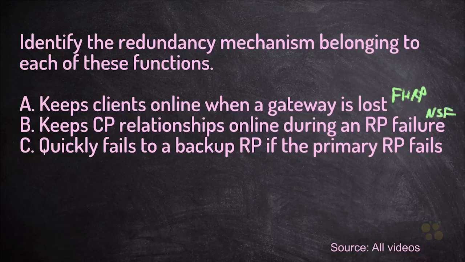Now next, keeping control plane relationships online during an RP failure, that would be the result of nonstop forwarding. Remember, nonstop forwarding works with SSO in order to keep those routing relationships like OSPF and EIGRP online while we're failing over between route processors. So C, as we can imagine, failing between backup RPs, that would be the responsibility of stateful switchover. SSO helps us quickly fail over between RPs and keeps the data plane online during that process.